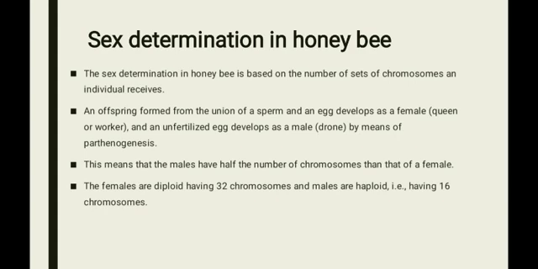This means that the males have half the number of chromosomes of the female. The females are diploid, having 32 chromosomes, and males are haploid, that is having 16 chromosomes. This is a schematic representation of sex determination in a honeybee.